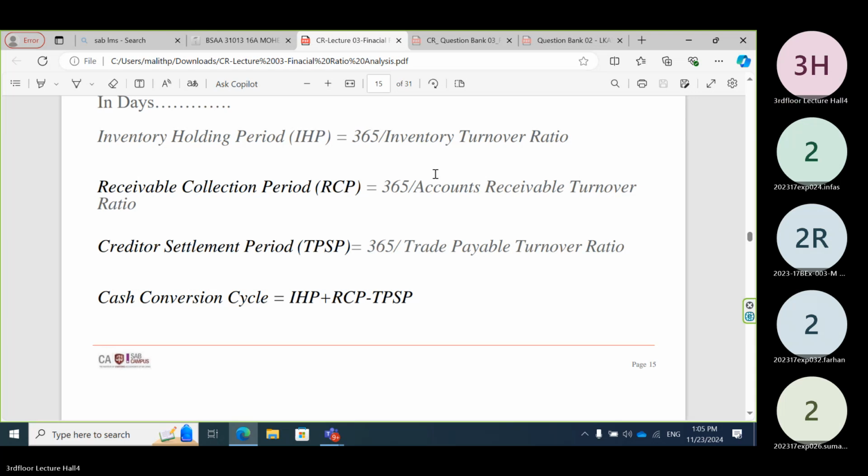50, 30. What's the positive figure? 50 or 30? 30 is the positive figure. Within a shorter period, cash will convert. Right? Debtor will convert to cash. Creditor will convert to cash. Right.